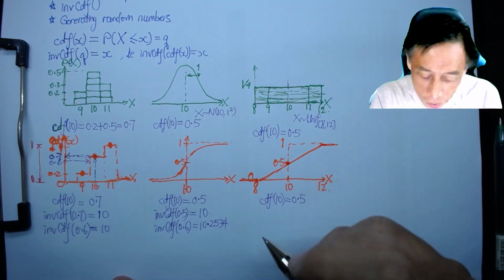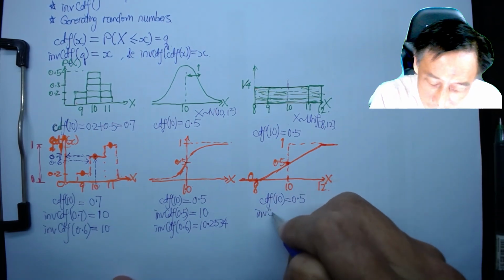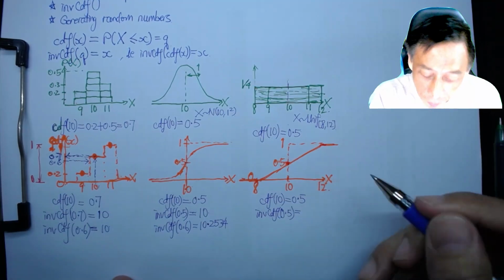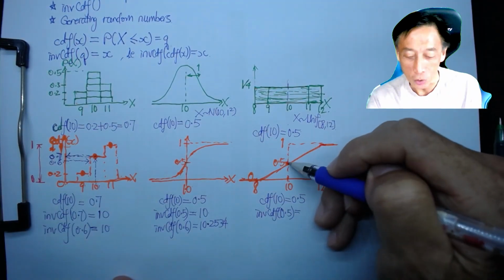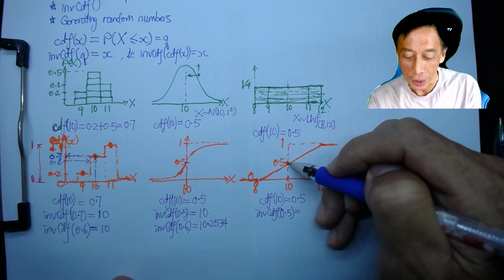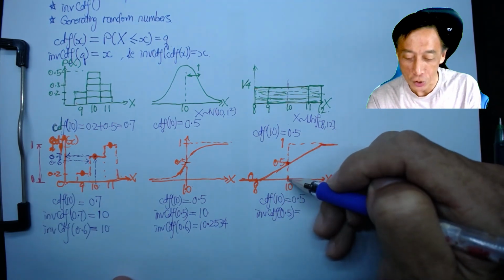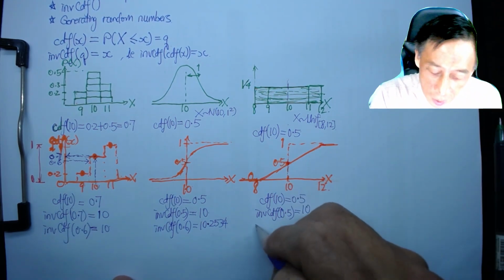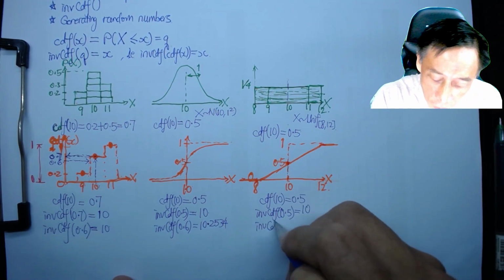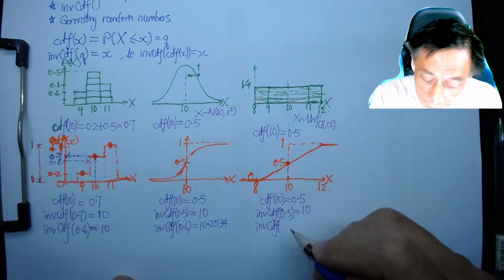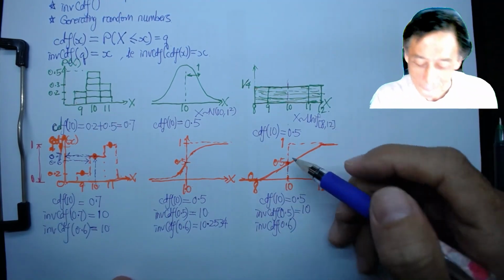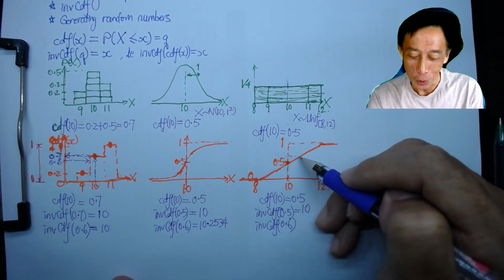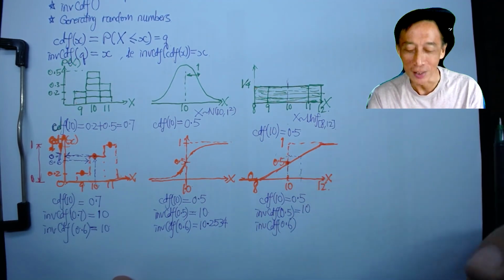But let's make it more interesting. What is the inverse CDF of 0.5? So we start from the y-axis, 0.5, and we basically shine a beam downwards. What's the x value correspondingly? It's going to be 10. So same thing here. What is the inverse CDF of 0.6? Which we don't know. So we need to go to 0.6, shine a beam downwards, right?